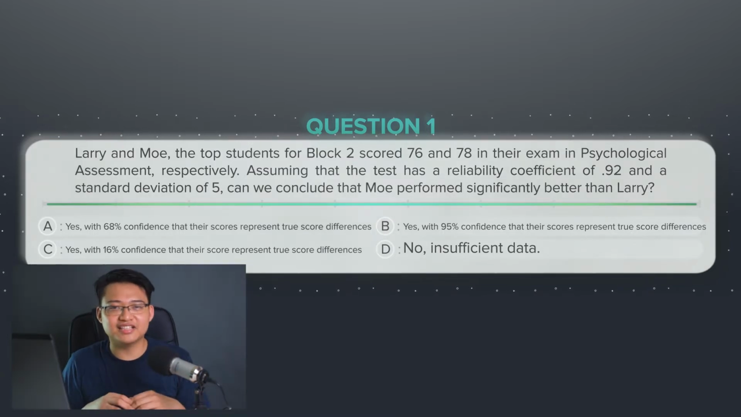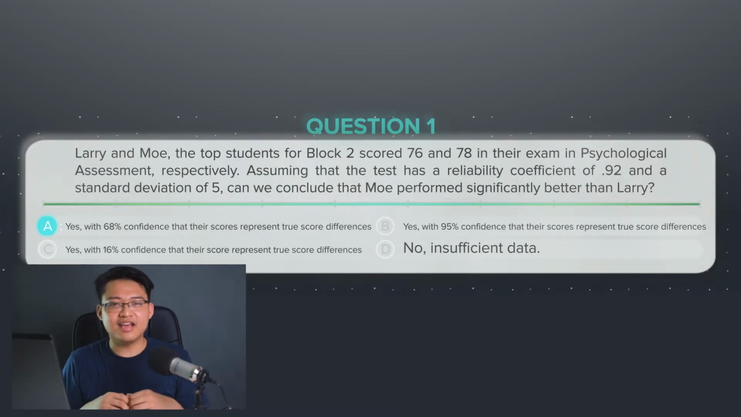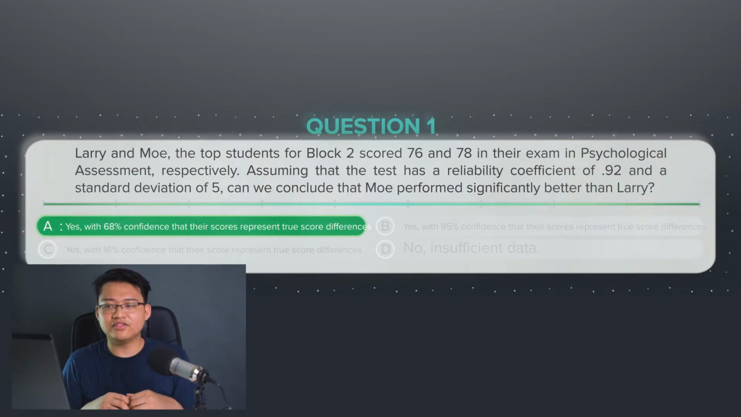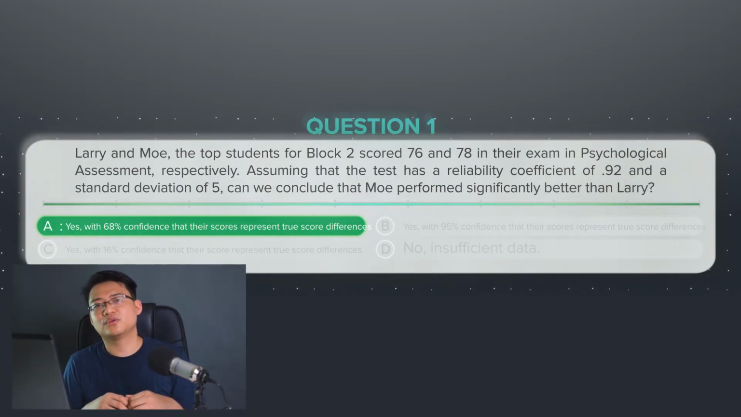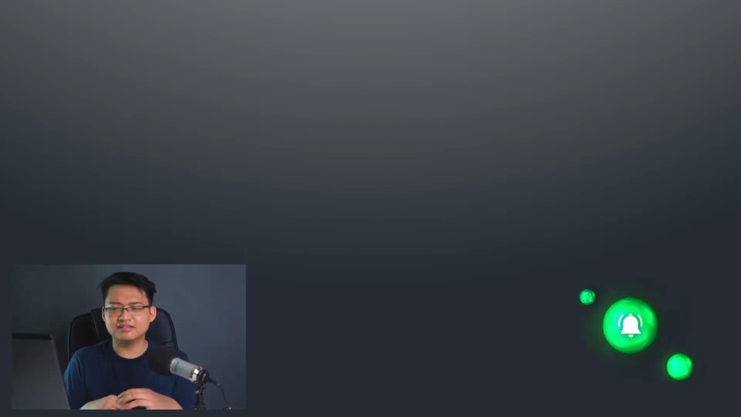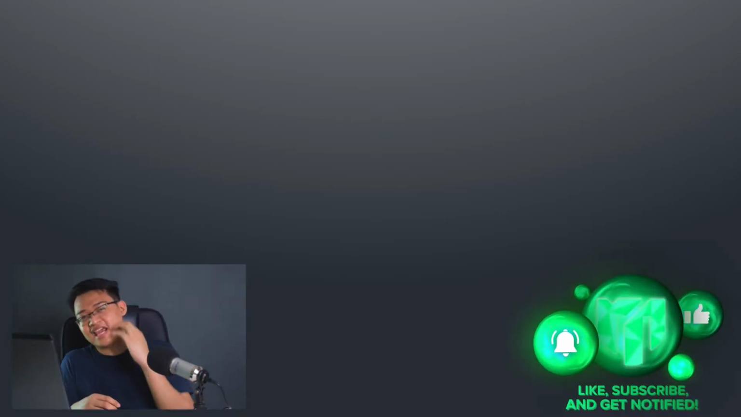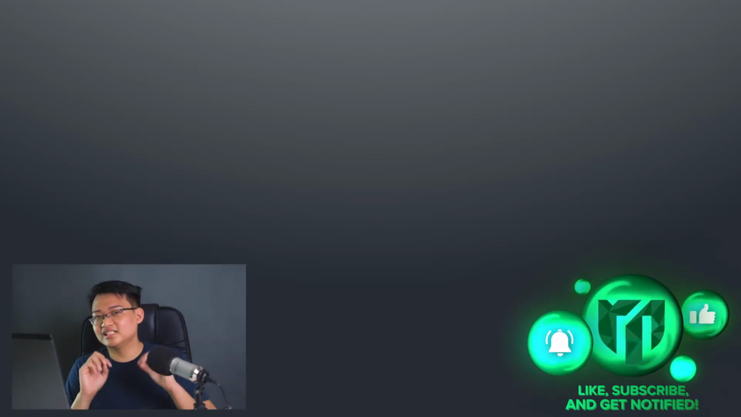And the correct answer is letter A. Yes, with 68% confidence that their scores represent true score differences. Ha? Di ba ang standard deviation ay 5? Paano naging 68? In this case, we are not talking about standard deviation only, no?